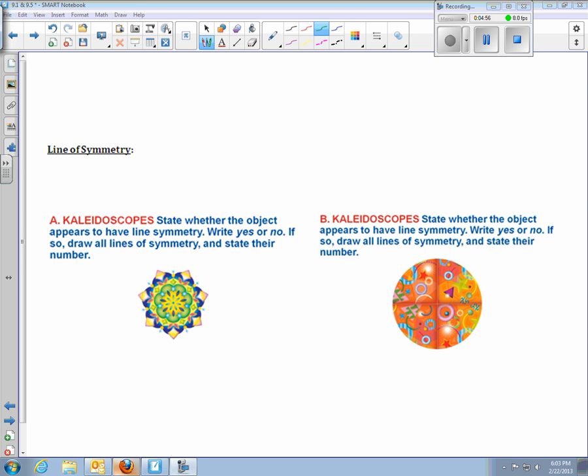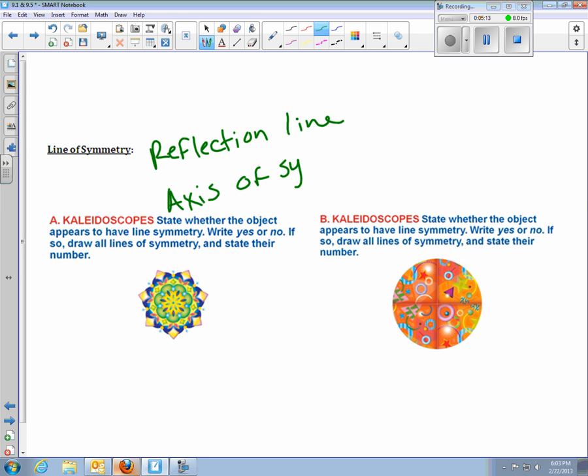All right, now onto the back side of our notes, we're going to talk about that line of symmetry again. Remember, that's the reflection line. And sometimes we've also called it the axis of symmetry. All right, so let's go ahead. In this picture, it says state whether the object appears to have a line of symmetry. Write yes or no. If so, draw all the lines of symmetry and state their number.